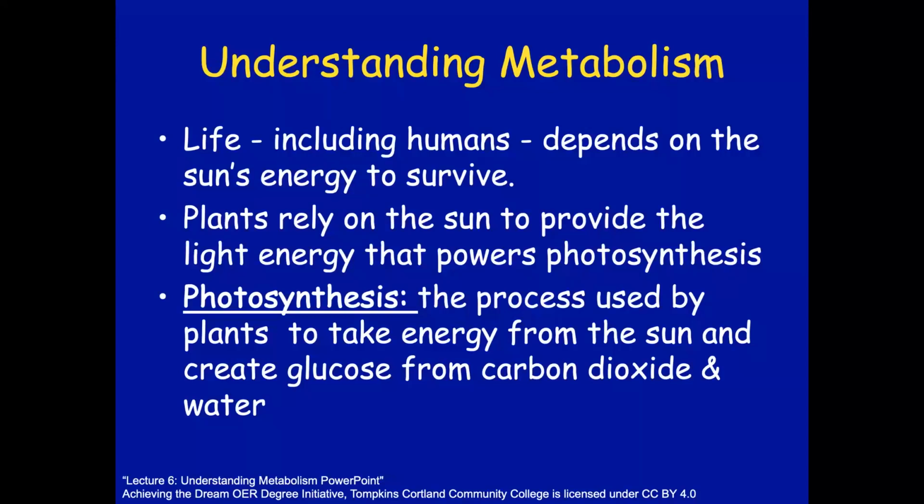We all know that we depend on the sun in order to survive, because if plants were unable to undergo photosynthesis, we would not be here. We eat plants, we eat animals who consume those plants, and therefore we are able to exist. The fancy definition for photosynthesis is listed there. It's a process used by plants to make energy from the sun and to create glucose from carbon dioxide and water. And it is as simple and as complex as that.